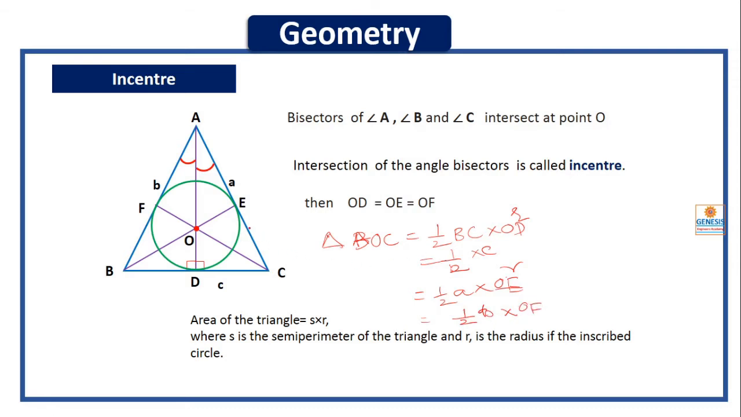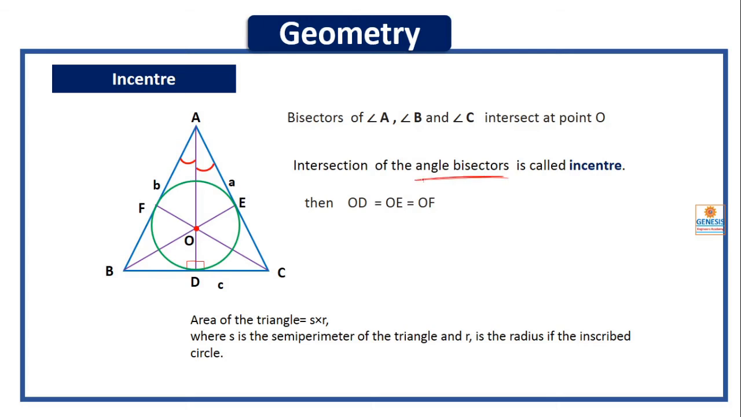If you add, the area of ABC is the sum of AOC, BOC and AOB. Adding all these, you get A plus B plus C by 2, into R. That is the direct answer to find the area when the incentre is given and the radius is given. Okay. Next, what is the incentre? The incentre is nothing but the intersection of angle bisectors.